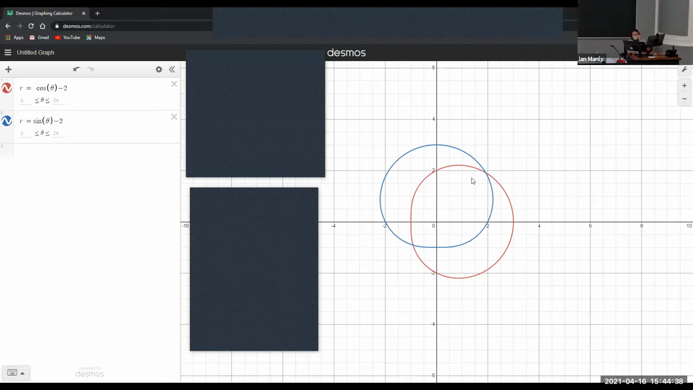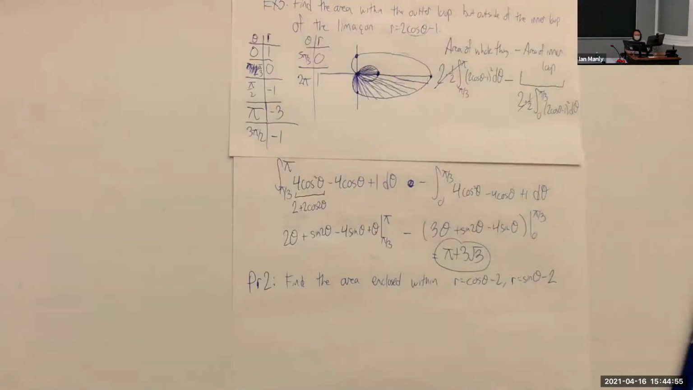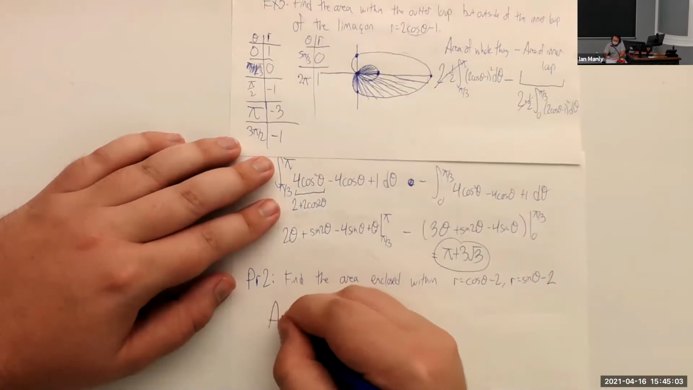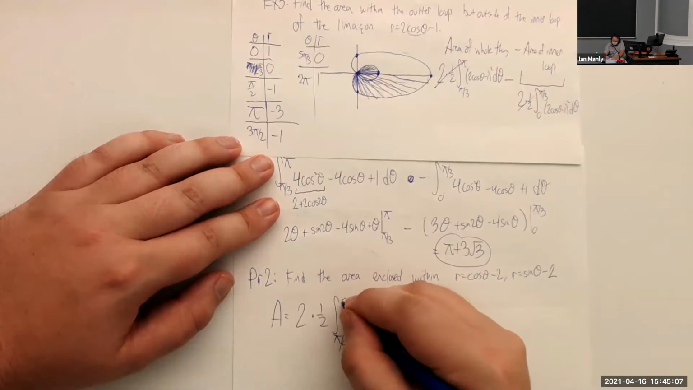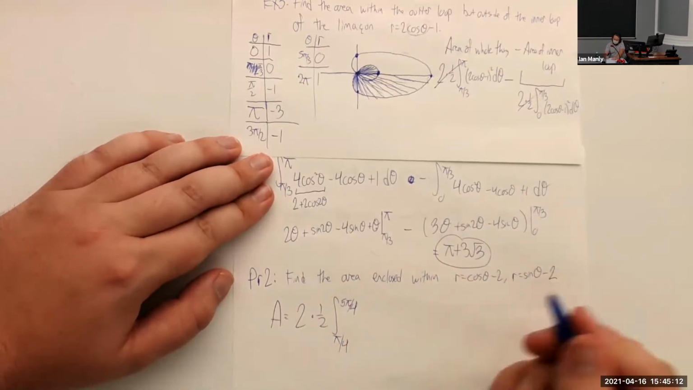So overall, my integral is going to be from pi over 4, sorry, not 3 pi over 4, 5 pi over 4 of the sine curve squared. All right, so let's flip back to the paper and take a look at that. Okay, so our area for this will be 2 times 1/2 the integral from pi over 4 to 5 pi over 4. And then remember, we were following the sine curve.